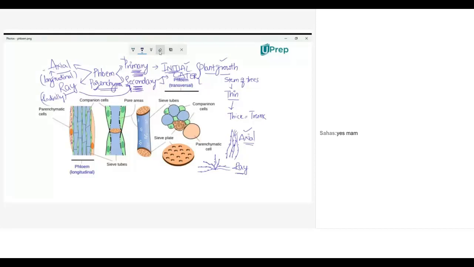Now my question is, why is axial parenchyma present in primary stages and ray parenchyma in secondary stages of the plant? Why can't the axial be seen in secondary stages of the plant? Got my question? So here we are saying this will be in primary stage and this will be in secondary stage, isn't it? So why?